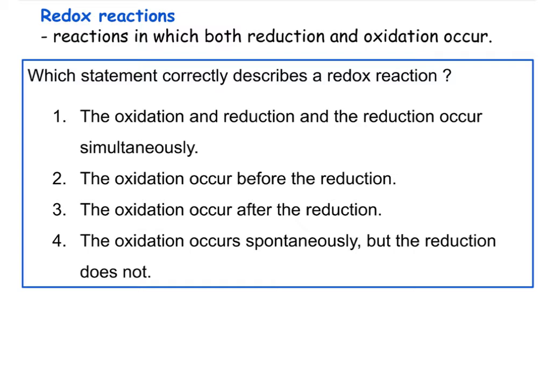Redox reactions are the reactions in which both reduction and oxidation occur. In fact, one cannot go without the other. Our magnesium would not be able to lose its electrons if oxygen wasn't there accepting them. The oxygen would never get reduced if magnesium wasn't there shedding off its valence electrons.